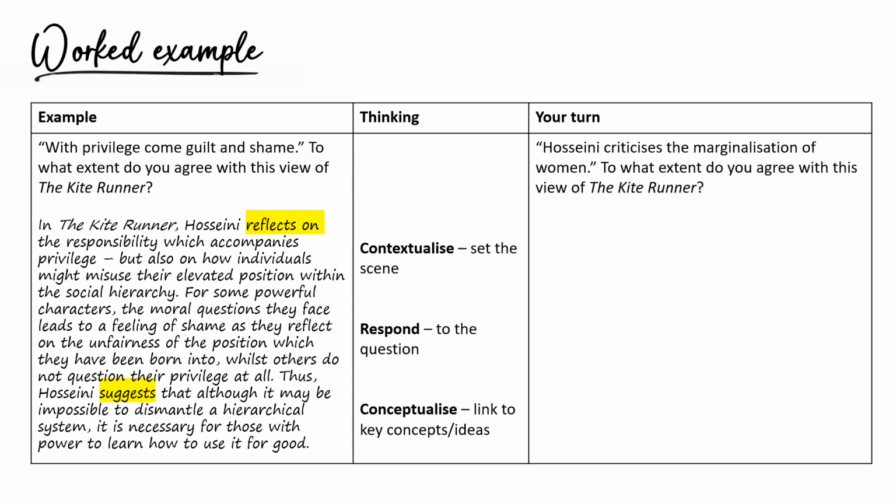So what I'd suggest you do now is pause the video, have a look at the question in the your turn column, and have a go at writing your own introduction following this pattern. Obviously, I know not everyone's doing Hosseini and The Kite Runner, so as I said, have an exam paper that's appropriate for your course in front of you and choose one of the questions for that. And then start the video again when you're ready.